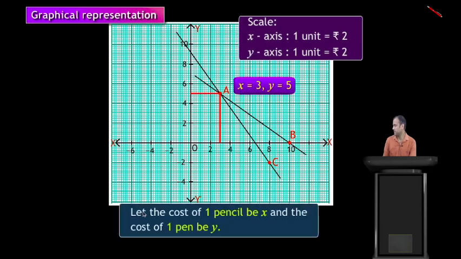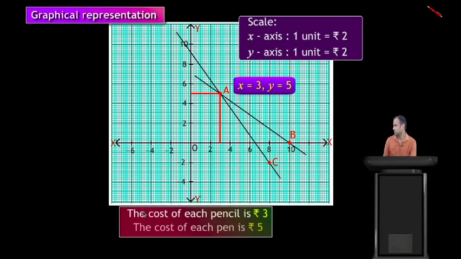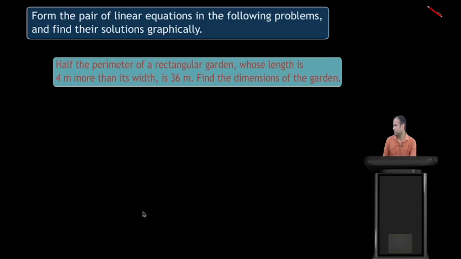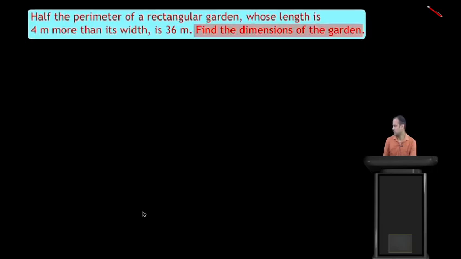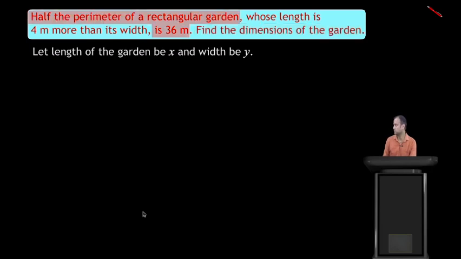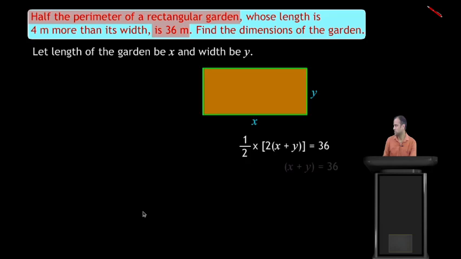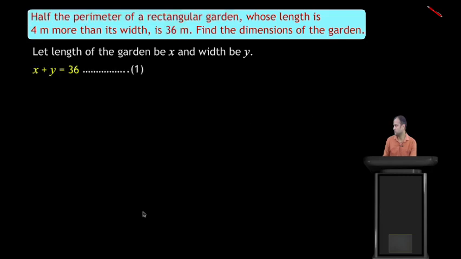Let the cost of one pencil be x and the cost of one pen be y. So the cost of each pencil is 3 and 5. Now, half the perimeter of a rectangular garden. So here we can take the length of the garden as x and the width as y. And this is x plus y equals to 36. And then the next one, x equals to 4 plus y, because the length is 4 meters more than its width.